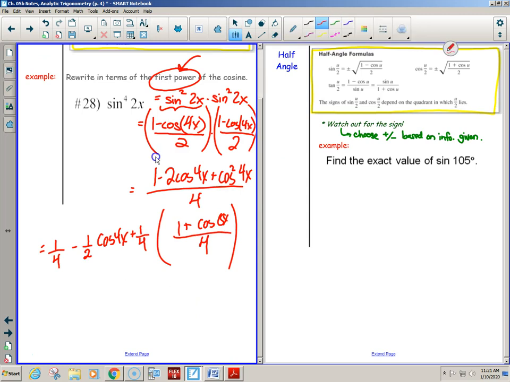Sure, but to be honest, they probably want you to simplify stuff because you're going to end up with the 1/4, which is a number, the 1/2, which is a cosine of 4x, the 1/4 times 1/4 is 1/16, which is a number, and then the 1/16 cosine of 8x.